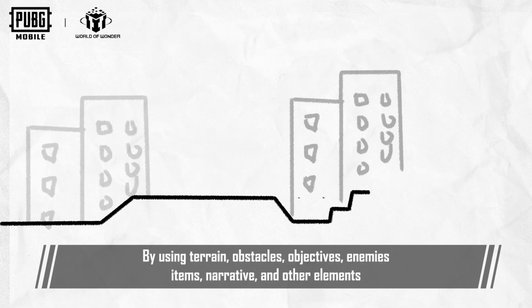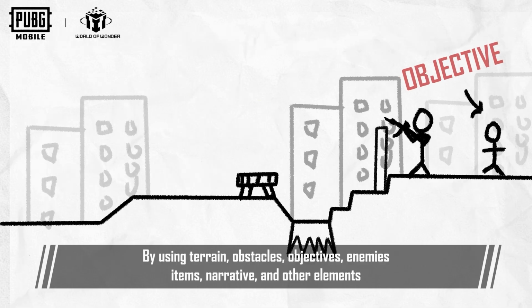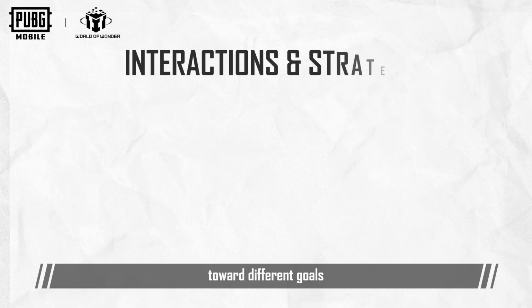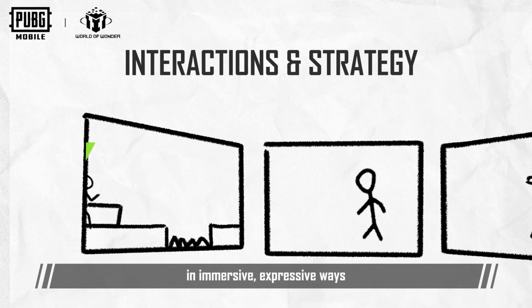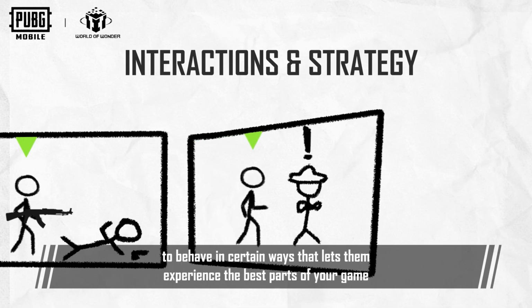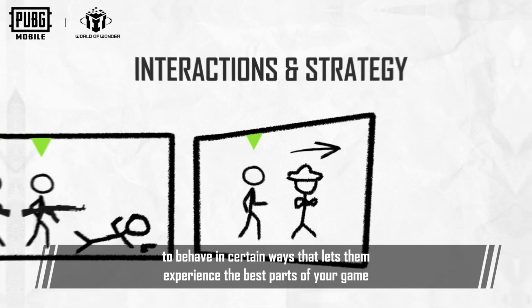By using terrain, obstacles, objectives, enemies, items, narrative, and other elements, you can control your game's pace and difficulty while subtly guiding players toward different goals in immersive, expressive ways. Most importantly, this type of design encourages players to behave in certain ways that lets them experience the best parts of your game for more enjoyment.